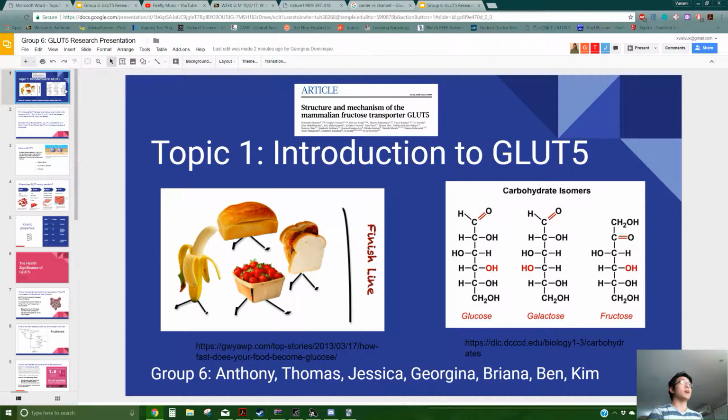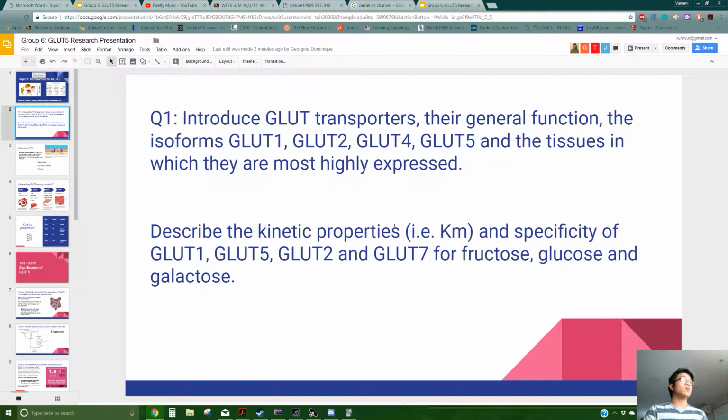The structure and mechanism of the mammalian fructose transporter GLUT5. Through question 1, we want to introduce the GLUT transporters, their general function, the isoforms of GLUT1, GLUT2, GLUT4, GLUT5, and the tissues in which they are most highly expressed. We will then describe, in the second portion of the question, the kinetic properties and specificity of GLUT1, GLUT5, GLUT2, and GLUT7 for fructose, glucose, and galactose.